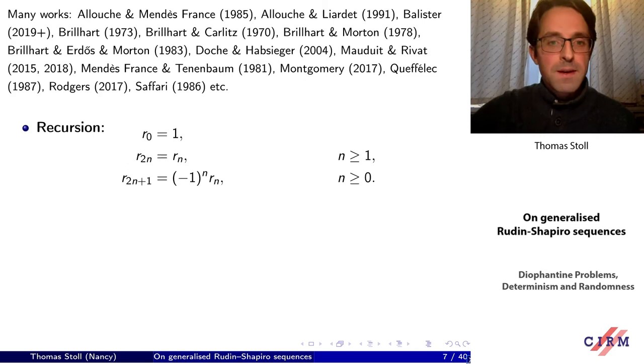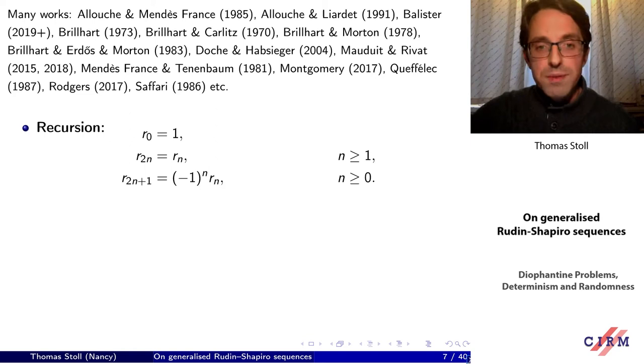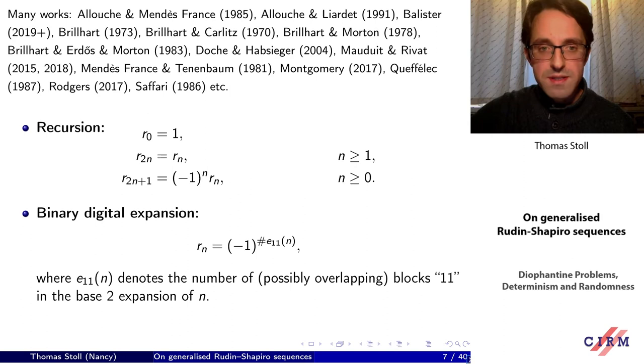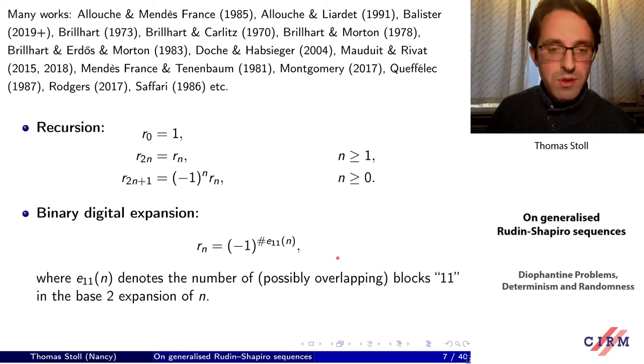Okay, so the recursion that you get from this Shapiro construction is very simple. This comes directly out of this, and you can have an interpretation which, as far as I know, first appears in Prilhat-Kalitz, where they looked at the Rudin-Shapiro sequence R_n as minus one to the count of the possibly overlapping blocks 1, 1 in the base 2 expansion of n. We already heard this in the talk of Michael Tremota.